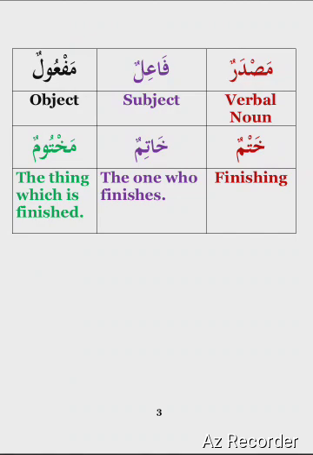So now the fa'il. Khatimun, the one who finishes. The derivation of the fa'il is very easy, just follow the pattern.